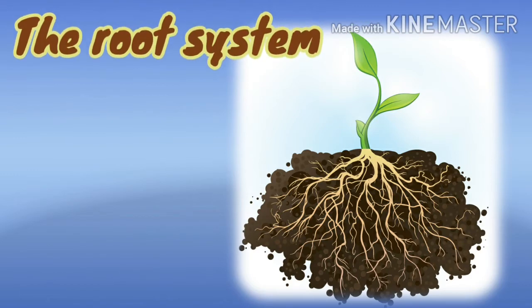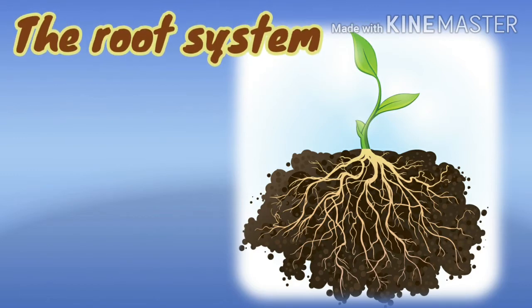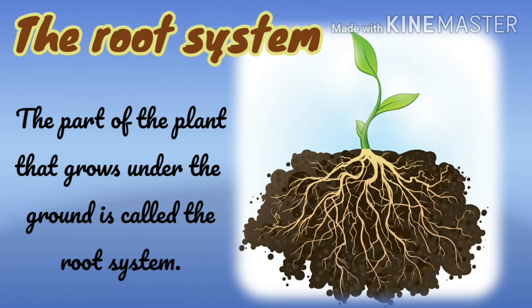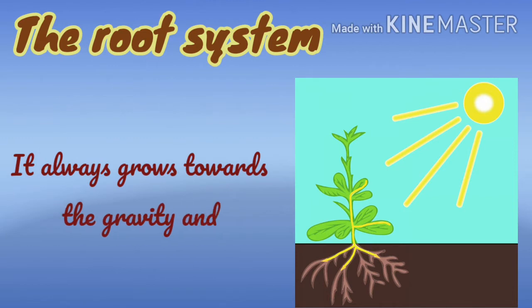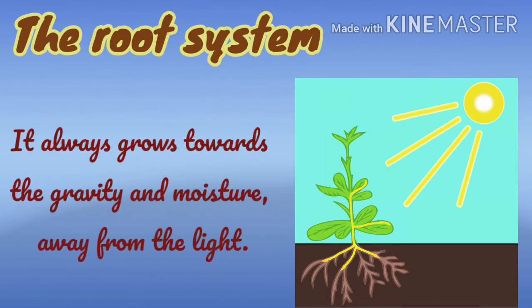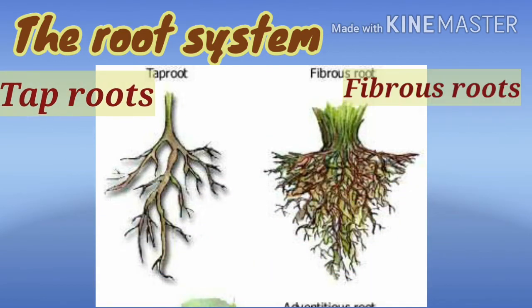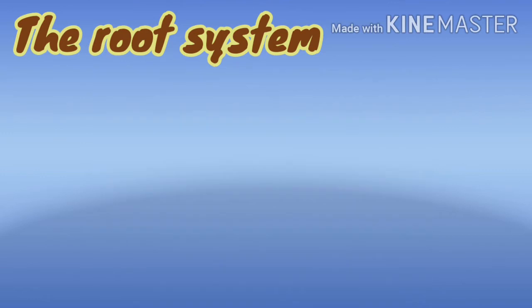So first, let's see the root system. The part of the plant that grows under the ground is called the root system. It always grows towards gravity and moisture, away from the light. Roots are of two kinds: tap roots and fibrous roots.